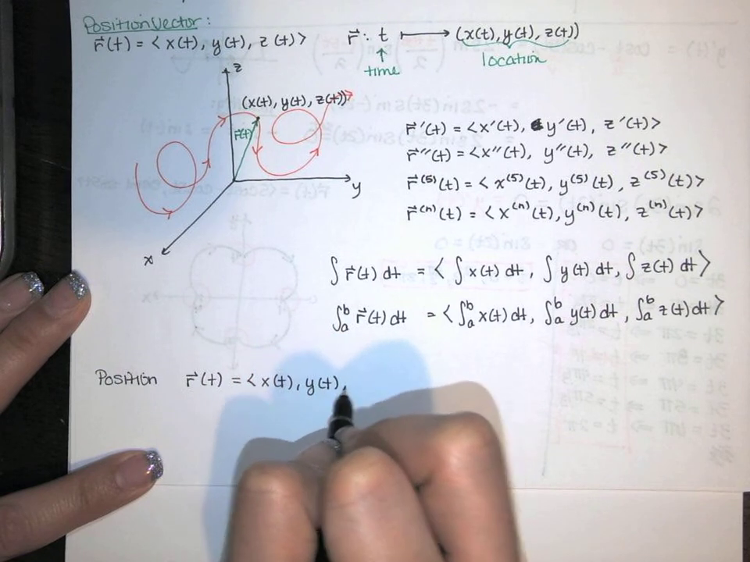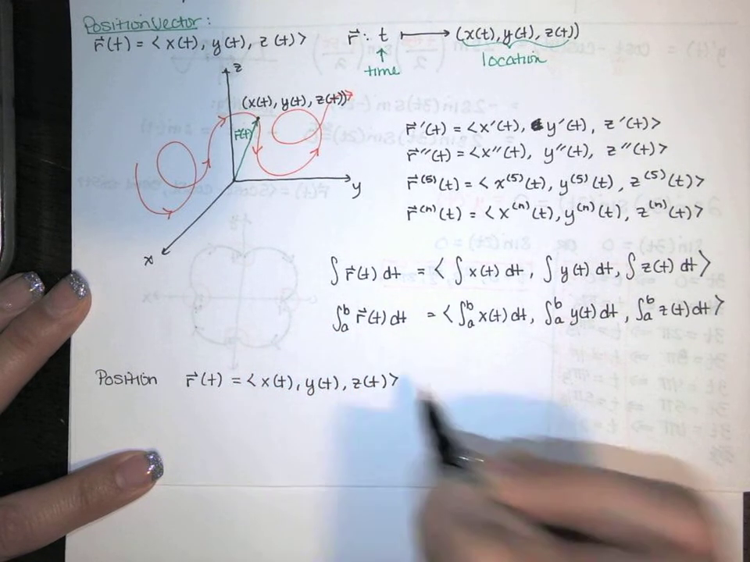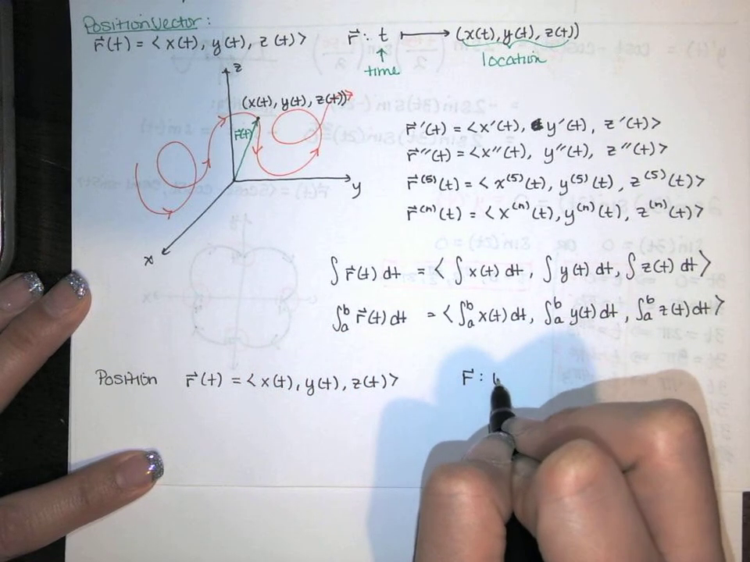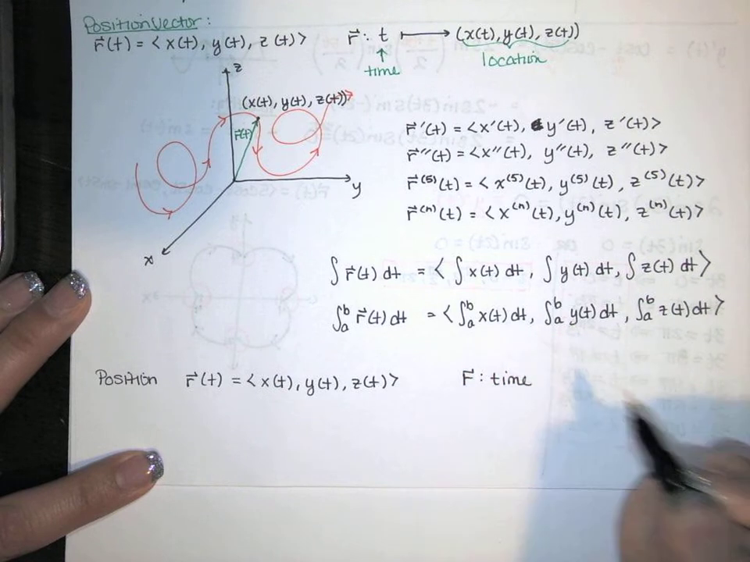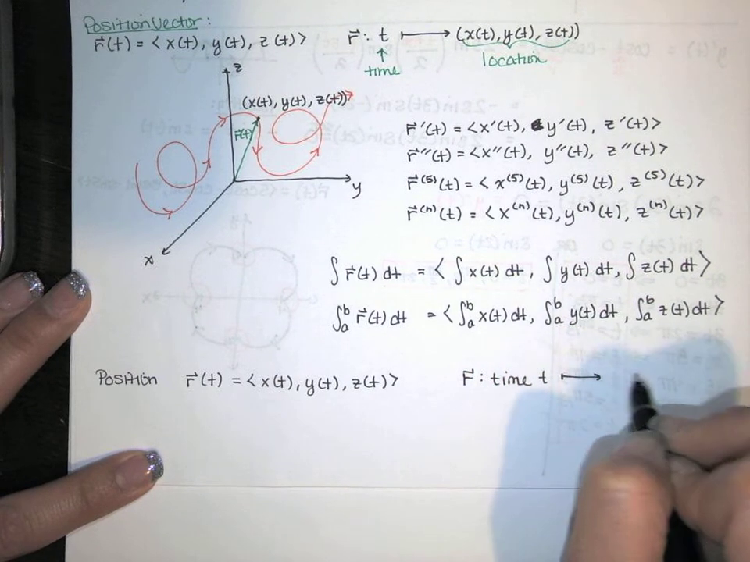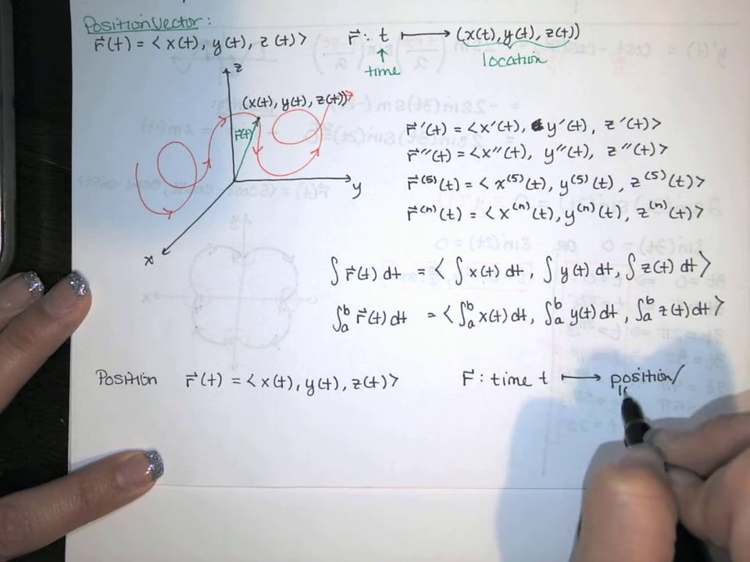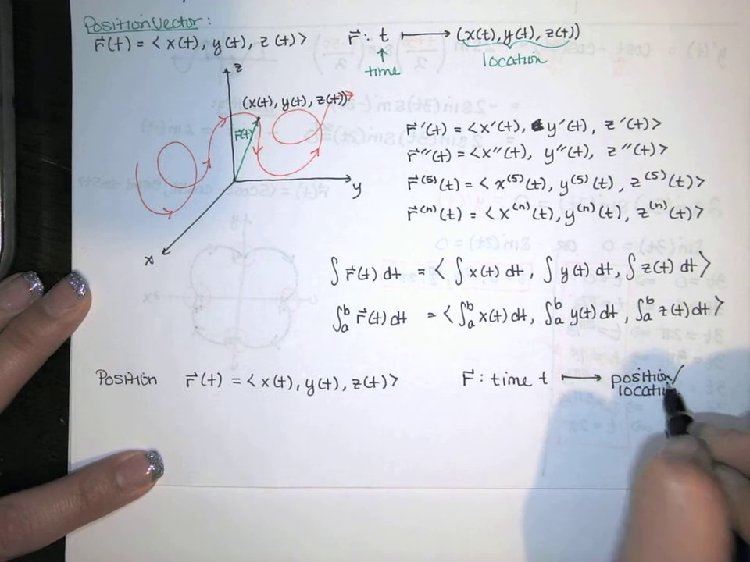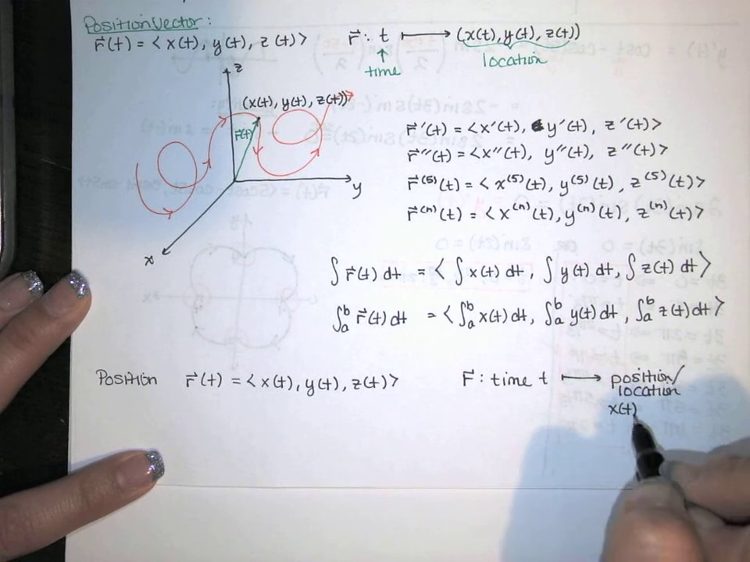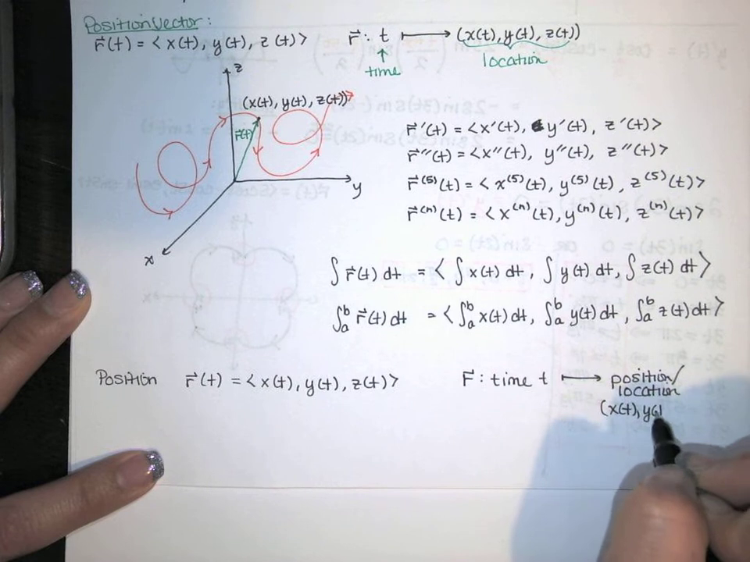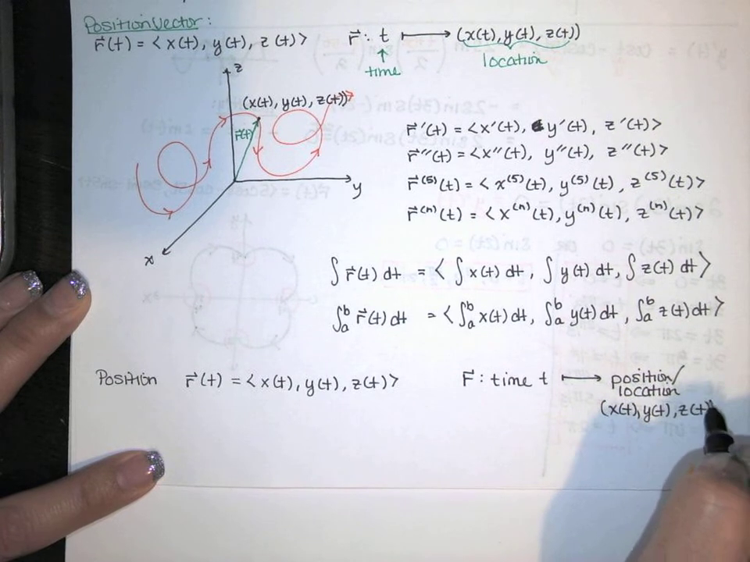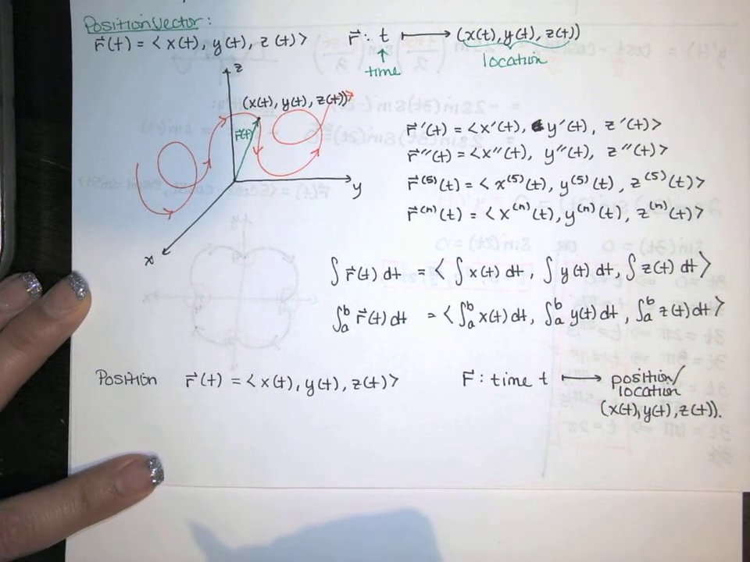At a particular time, t. So we're going from time t to a position, or I like to call it a location. It just helps me think of it the right way. If I call that x of t, y of t, z of t, that's my location. All right.